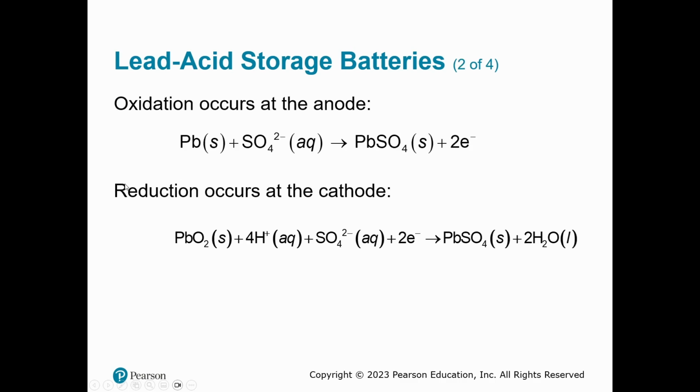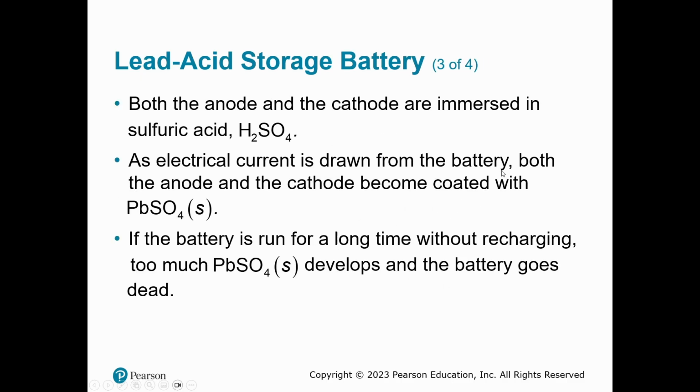We can break that up into the half reactions if we want to. Oxidation, reduction. We need to make sure the amount of electrons given off are the same as the amount of electrons that are accepted. We can then come up with our balanced redox reaction.